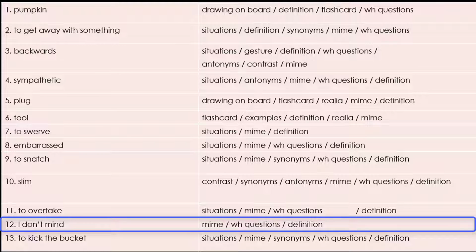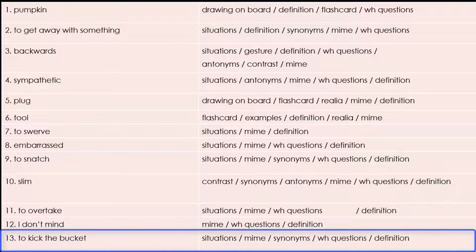You could look at a phrase like to kick the bucket, and in a phrase like to kick the bucket, clearly it's not about kicking a bucket. Yeah, it's an informal way of saying someone has died. So this you have to think of the situation, and you would have to make it very informal. You could mime dying as long as that's not too inappropriate. You could use synonyms, WH questions, or definition.